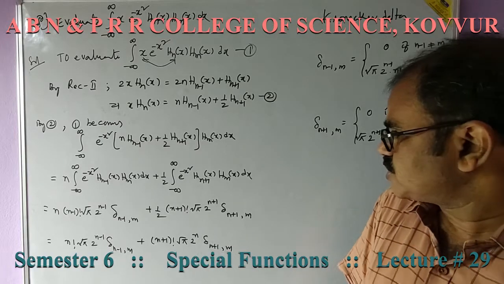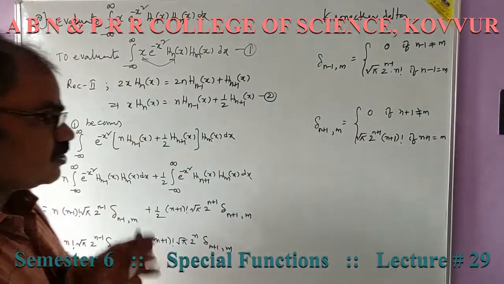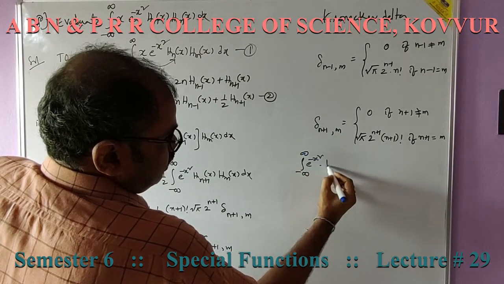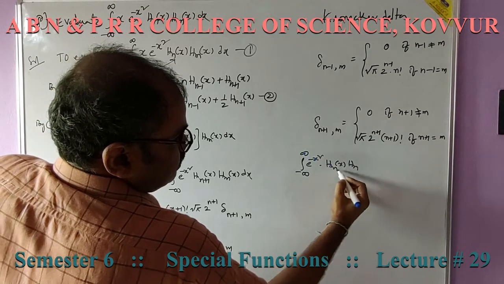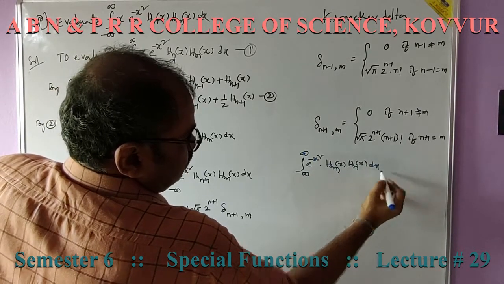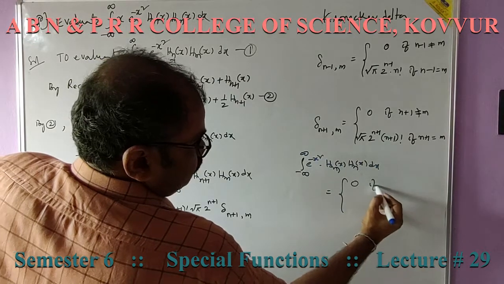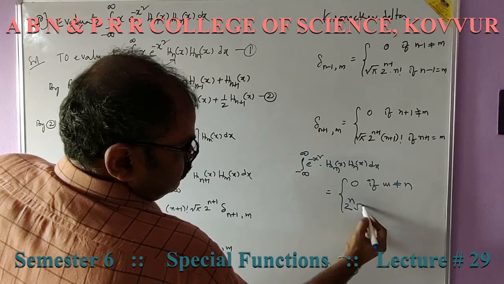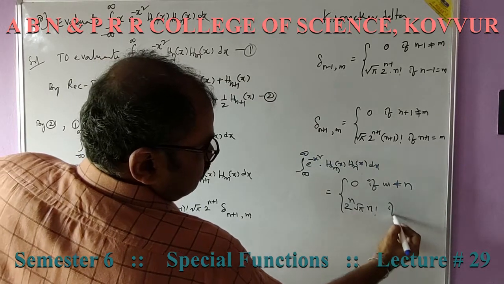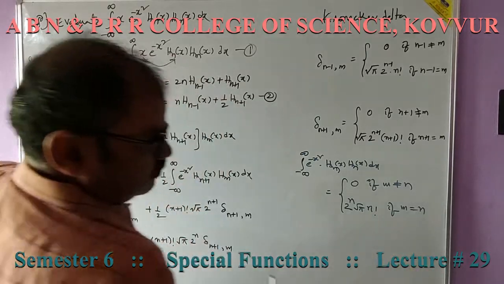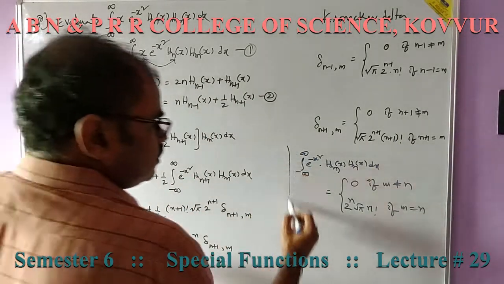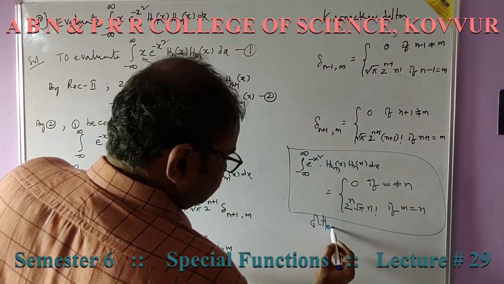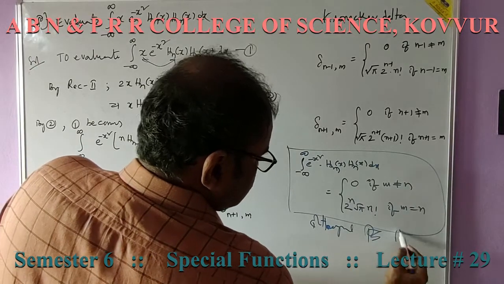By orthogonal properties, the integral from minus infinity to plus infinity of e^(-x²) Hm(x) Hn(x) dx is equal to 0 if m is not equal to n. This is equal to 2^n root pi n factorial if m is equal to n. That is by the orthogonal properties of Hermite.